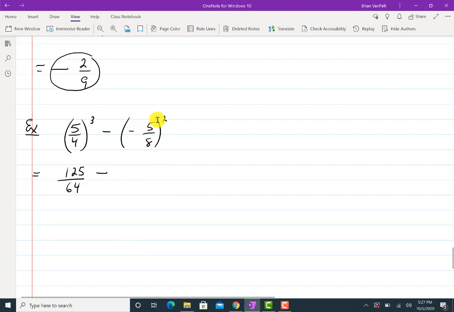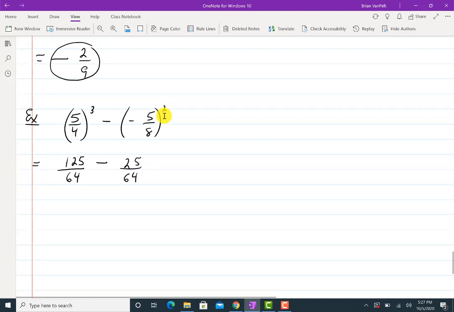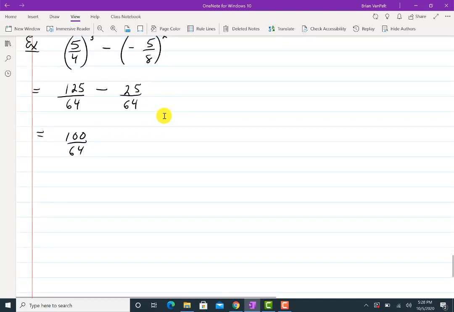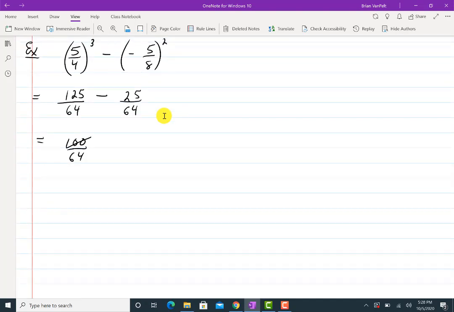Now, when I take a negative number and I square it, those negatives cancel, so they're gone. All I have to worry about is 5 to the second, that's 25. 8 to the second is 64. Well, that is a matter of luck that they both have the same denominator. Now I can simply do 125 minus 25 is 100, like so. And this can be simplified quite a bit. A 4, if I divide 4 into 100, I get 25. If I divide 4 into 64, I get 16. And that's as far as I'll be able to go with that one.